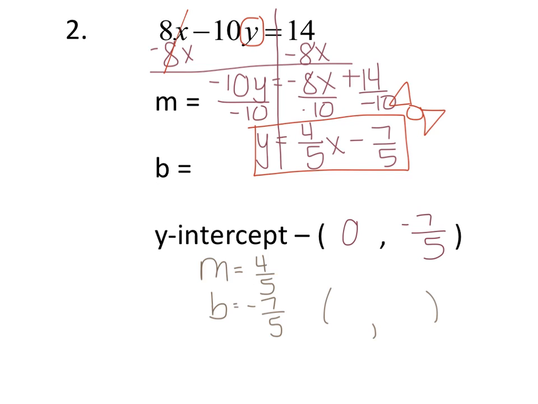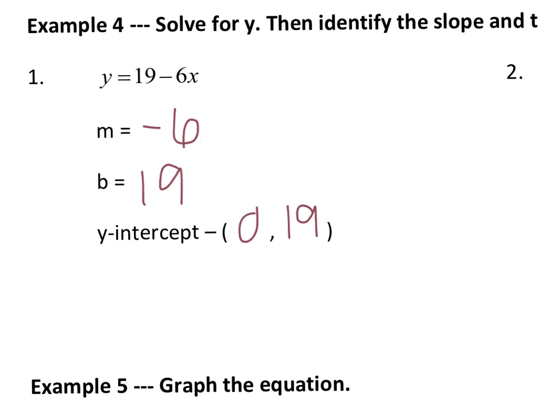So what I'd like you to do is push pause, try the first one on your own. Remember that slope-intercept must have x come first. So y equals mx, or number x plus b, and then check your work.